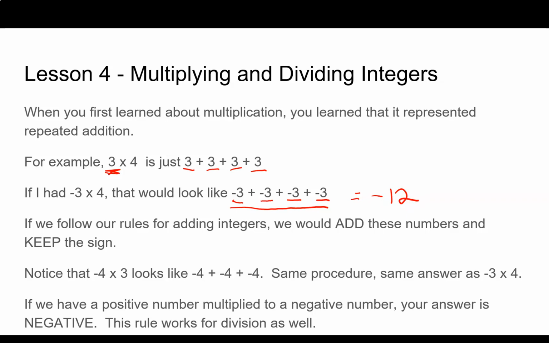Now, if I reverse that around and said negative 4 times 3, that would be negative 4 plus negative 4 plus negative 4. Since they're all the same sign, we add them, and you get negative 12. So negative 3 times 4 is the same as negative 4 times 3, both of which give us negative 12. If you have a negative number multiplied by a positive number, you always get a negative answer. And this will work for division as well.